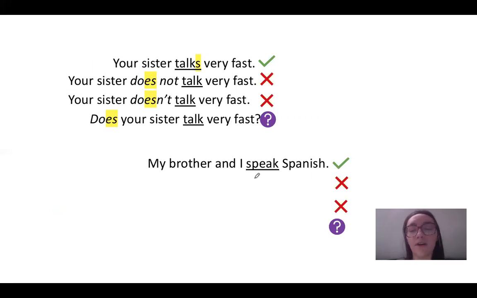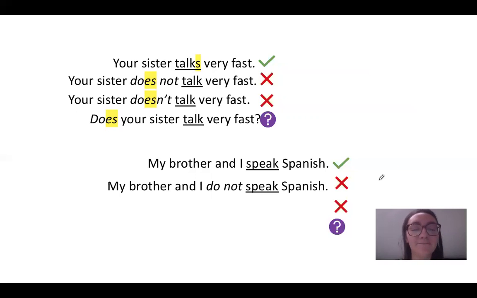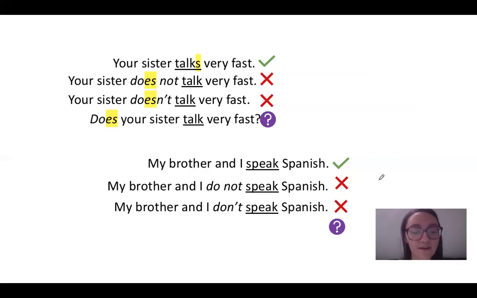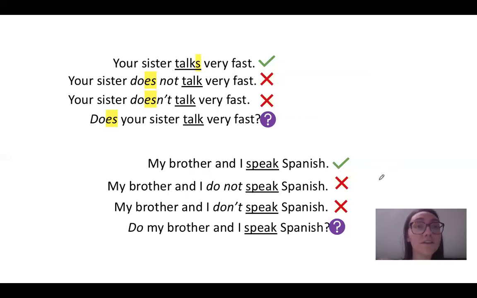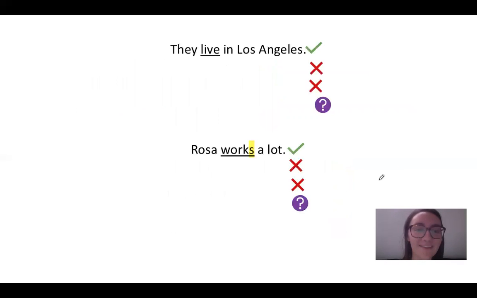Now, my brother and I speak Spanish. How do we make this into a negative? I'll just give you a minute to say it out loud. My brother and I do not speak Spanish, right? My brother and I don't speak Spanish. That's another thing that you can say. Or to turn it into a question, do my brother and I speak Spanish? Which I don't know why you would ask that, but it's how you would turn it into a question.